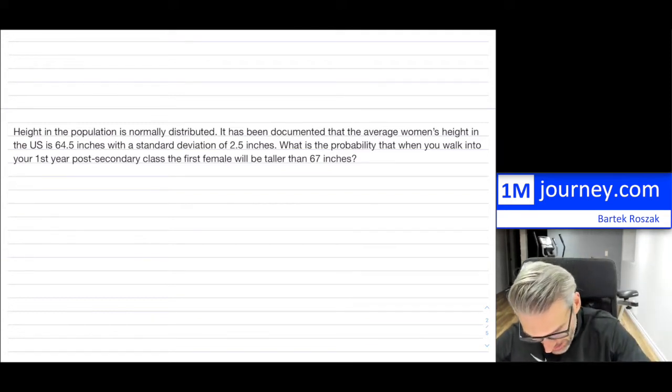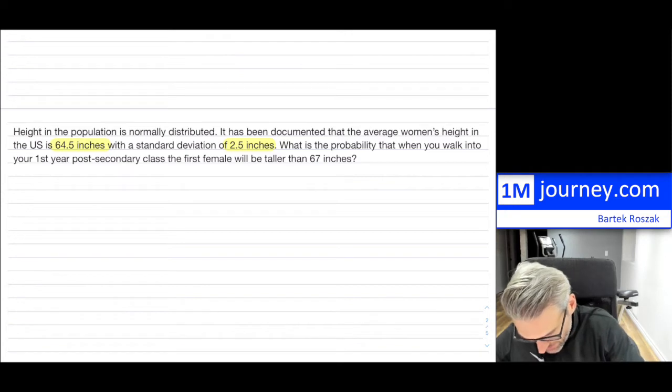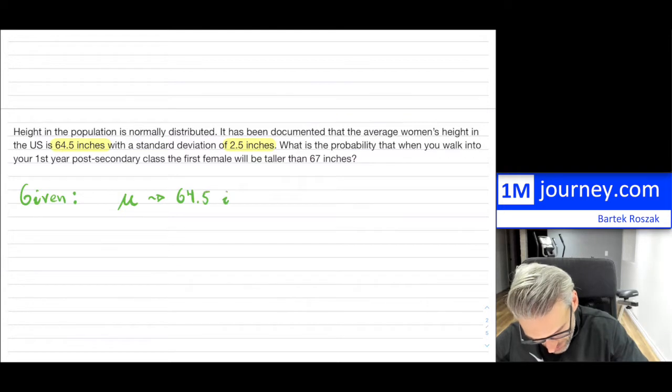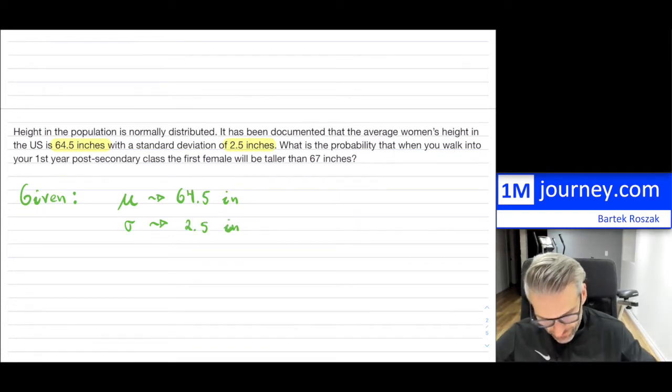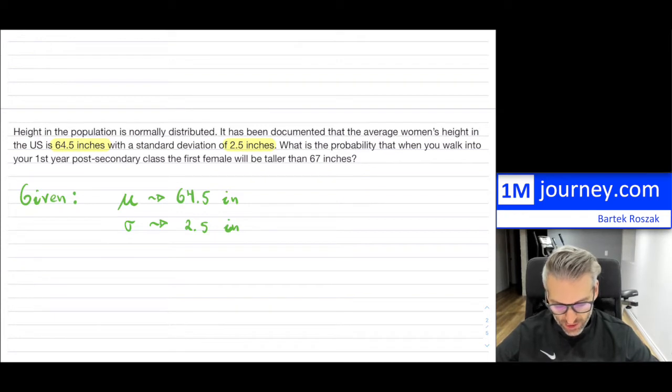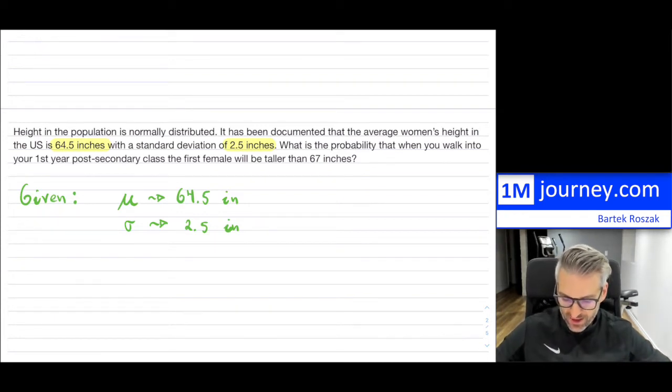That is something we're going to have to utilize, so let's highlight these things for ourselves. Here is our mean, here's our standard deviation. I'm going to write down the given information: the mean is 64.5 inches and the standard deviation is 2.5 inches. What is the probability that when you walk into your first-year post-secondary class, the first female will be taller than 67 inches?